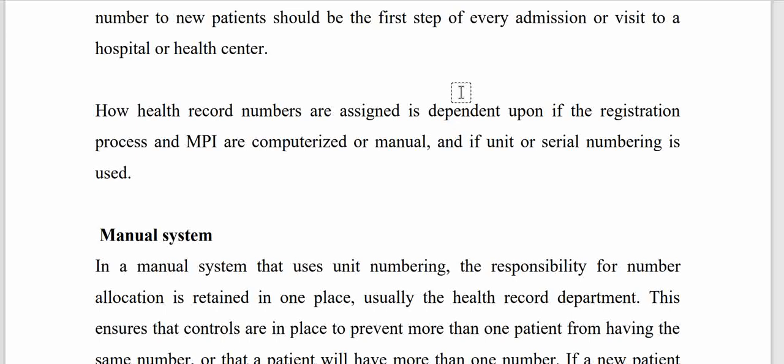So in manual systems, whereby you are also using unit numbering system, there are things that you must be able to do. And definitely, number one, you must make sure that the number you are giving to the patient has not been given to any other patient. That's the first thing. Therefore, you must make a verification to confirm that this number is actually a new number. It's not being used by anyone and is not in use by any patient. And then if you are using serial numbering system, of course, that wouldn't affect anything. You'll be able to assign new numbers every single time a patient visits the facility.